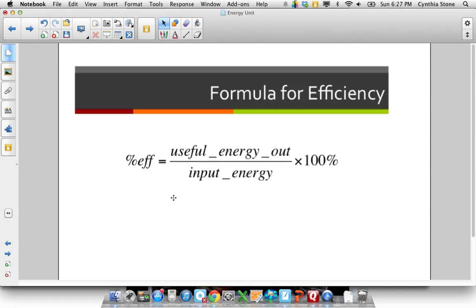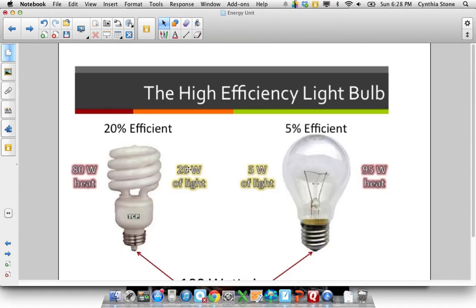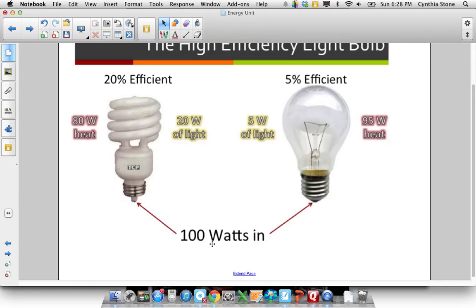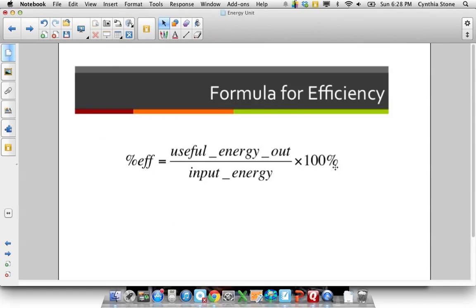So the equation is percent efficiency equals the useful energy out, which in the case of the high efficiency light bulb is the 20 watts, over everything you put in, which in this case would be 100. You put 100 in, there's my useful, and that's what you put into the formula, times 100. So it's the useful energy divided by the input energy.